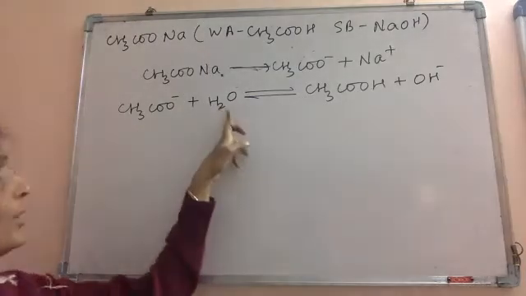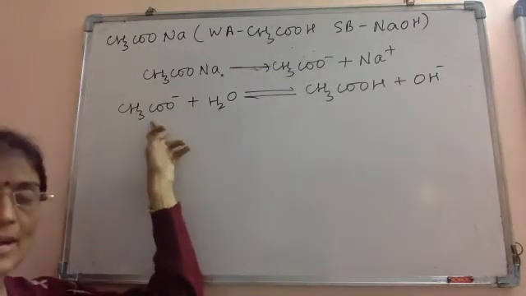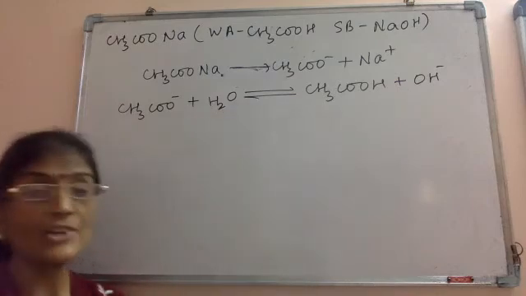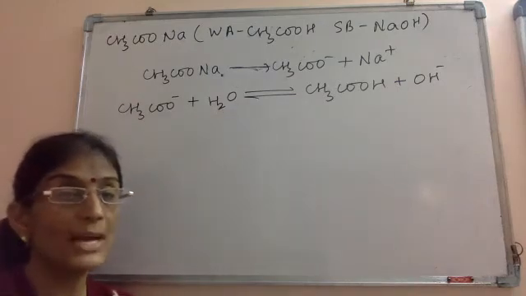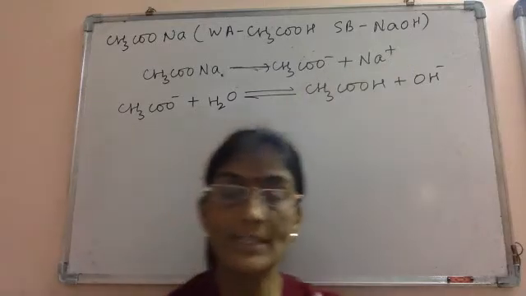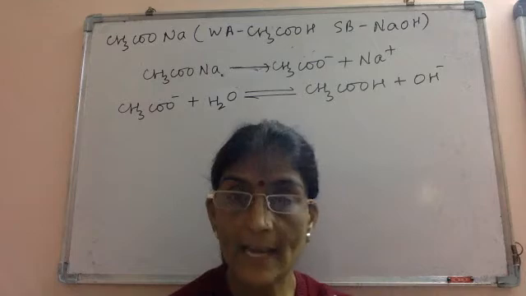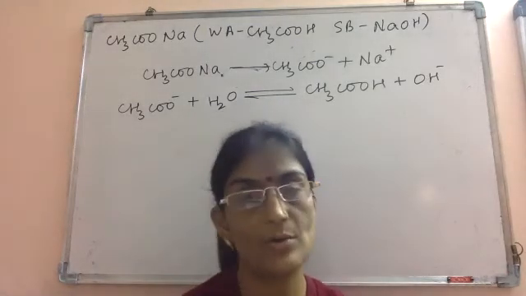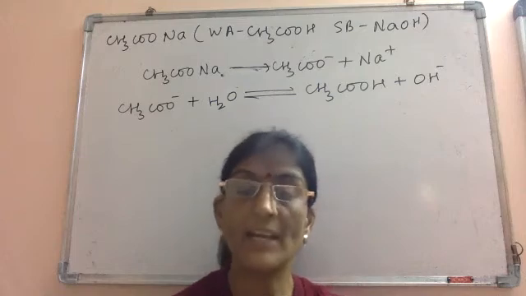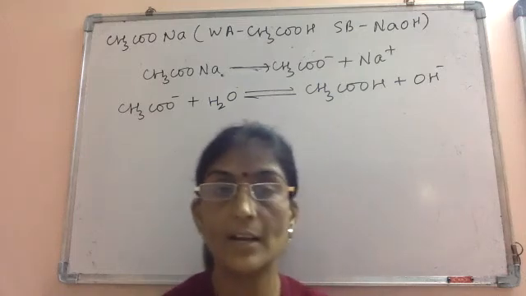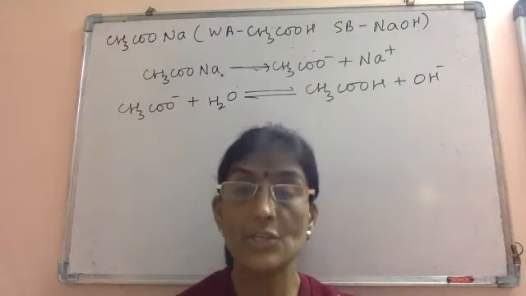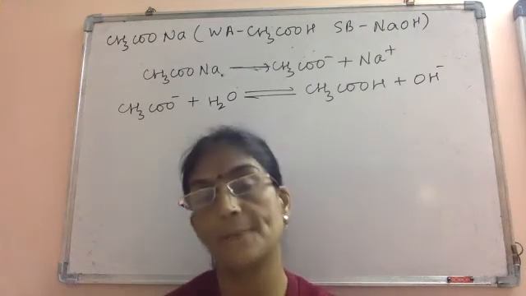Interaction of water and the cation or anion produced by the salt is called hydrolysis. So the last reaction we wrote is known as hydrolysis. Why does Na plus not undergo hydrolysis? Because Na plus is the cation of a strong base. It won't undergo hydrolysis. The acetate ion, which is the anion of a weak acid, interacts with the ions of water. It is negative, so it interacts with H plus and forms CH3COOH, and OH minus will remain.